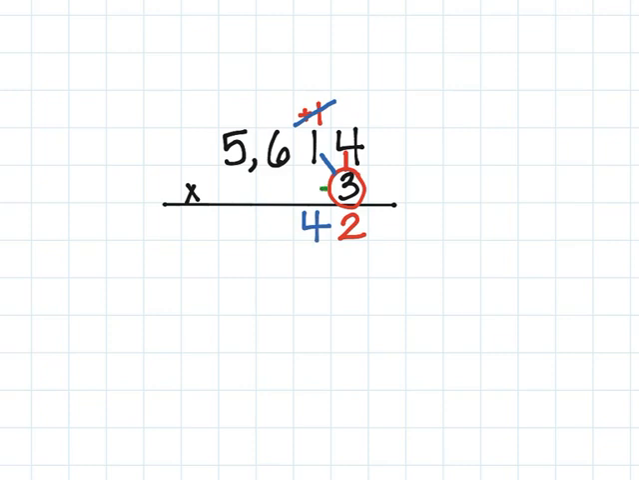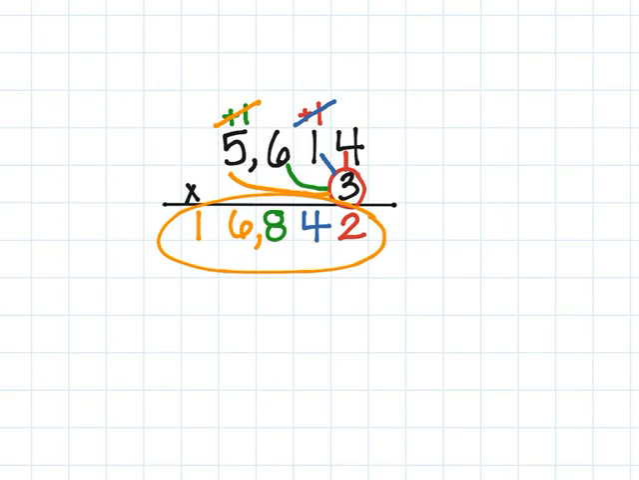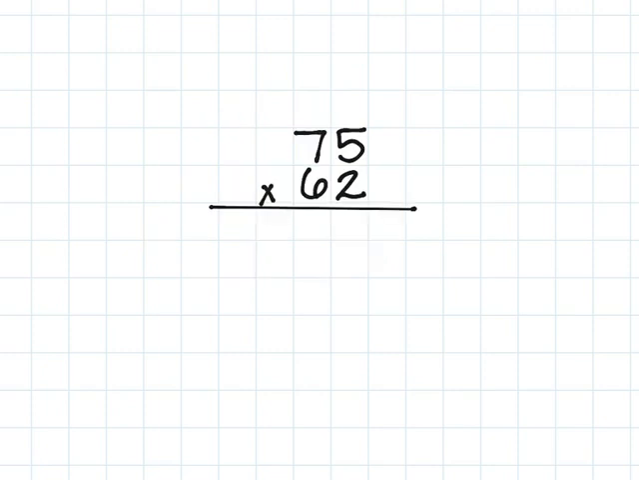Next, I'm going to multiply 3 times 6. 3 times 6 is 18, which I need to regroup. So I put my 8 down low and my 1 up high. Last, I'm going to multiply 3 times 5. 3 times 5 is 15, plus 1 gives me 16. And since that's my last multiplication step, I can write it in my answer. And that gives me a final answer of 16,842. So 5,614 times 3 gives us a product of 16,842.